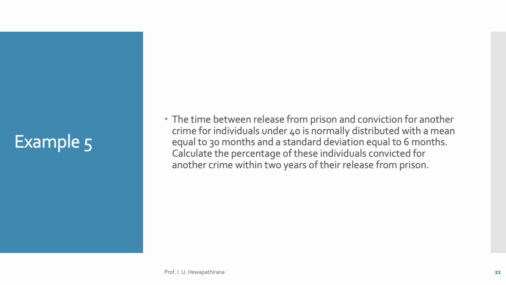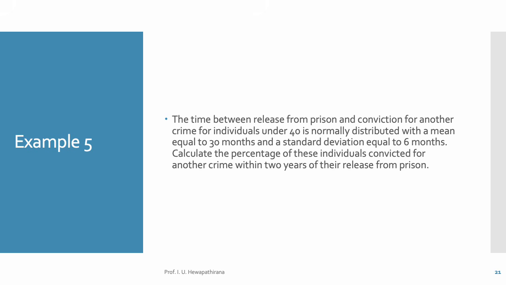Let's look at another example. The time between release from prison and conviction for another crime for individuals under 40 is normally distributed with a mean equal to 30 months and a standard deviation equal to 6 months. Calculate the percentage of these individuals convicted for another crime within 2 years of their release from prison.